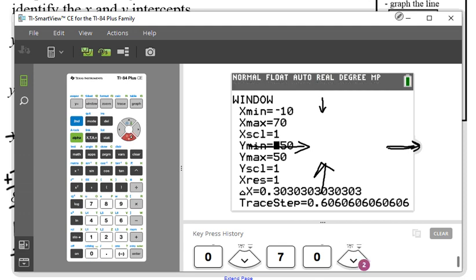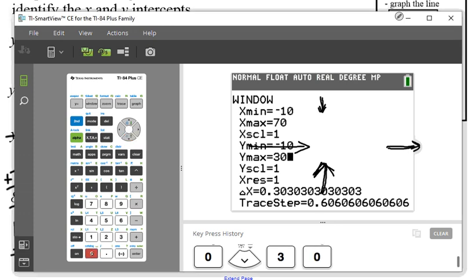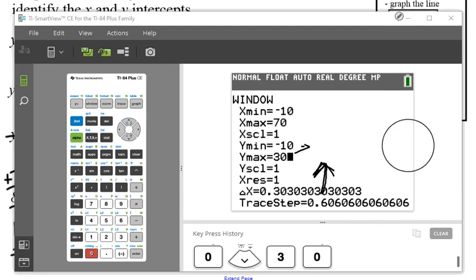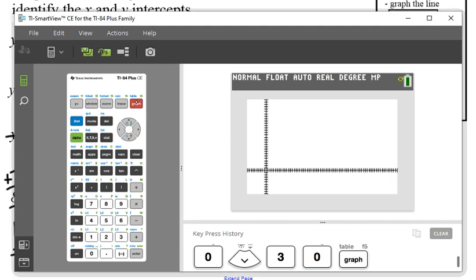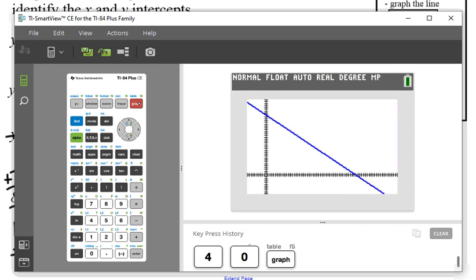My y min, we saw could come way up. So let's go -10. And our y max, we wanted to come down a little bit. Maybe I'll just change my y max to 30. So with those changes, now I hit graph. Came down too far. I need to change my y max back up. Let's go to 40. And now I can see my x and y intercepts. Now I can use them.